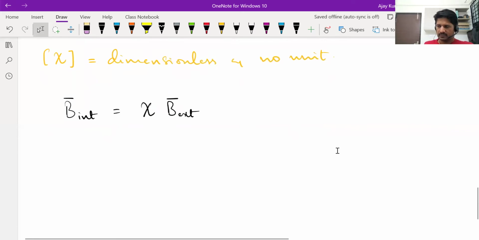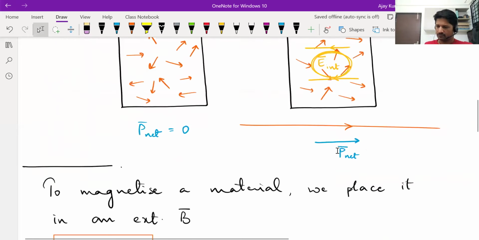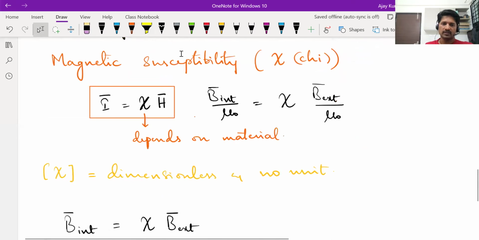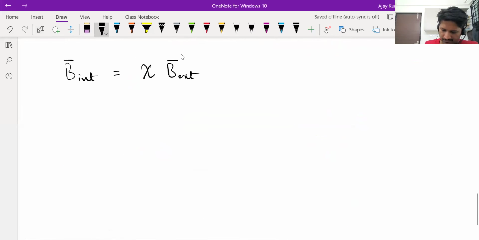Now, inside the material, go back to this case itself, let's talk about electric field only. We created an external electric field. That electric field will be passing through the material also. And in addition to that, there is an internal electric field. So how do we write the net electric field in the material?